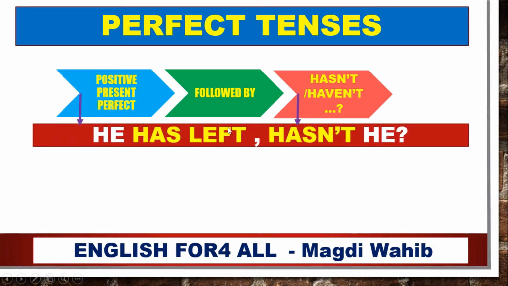He has left. This is present perfect. So it will be followed by hasn't he. Okay. So we take the part of the verb to have and we make it negative. Why do we make it negative? Because the sentence itself is positive.